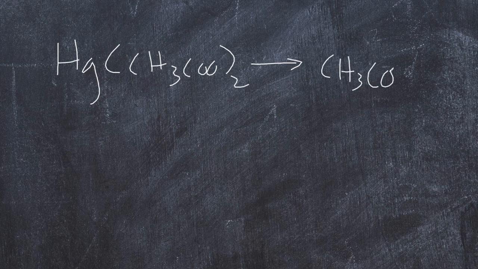So we have Hg(CH3COO)2. Now the first thing, like I said, is the dissociation of this into its respective ions. That is its positive ion and its negative ion. And we're actually going to have this. This is the anion and this is the cation. Now these are the two ions that we're actually going to be dissociating it into.